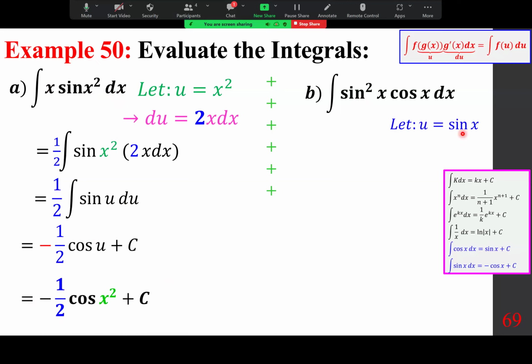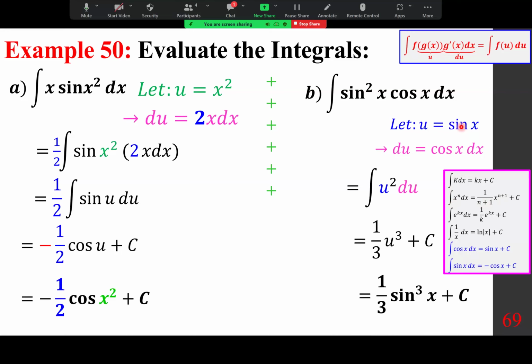Its derivative is cosine x, so du is cosine x dx, my apologies, and now we are dealing with the integral of u squared du, and that's a simple case of the power rule: 1/3 u cubed plus a constant, so 1/3 sine cubed plus a constant.